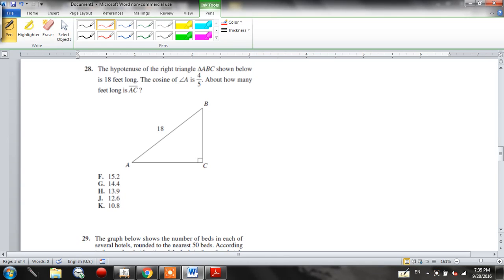Now the hypotenuse of a right triangle ABC shown is 18. Okay. The cosine of A is 4/5. So we're talking about A. Now the cosines are ratios, they're going to be constant for a given angle. So cosine of A is 4/5. Okay. And then what's the length of AC?